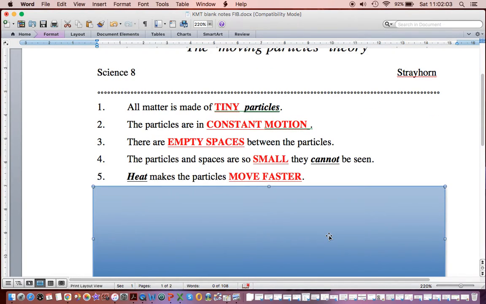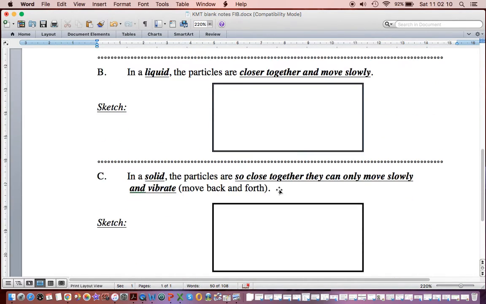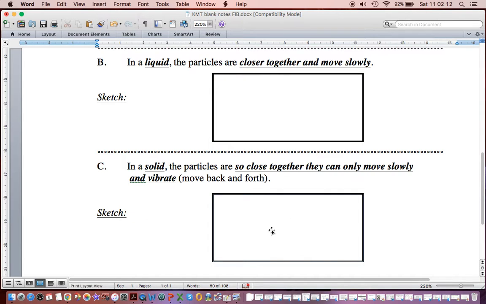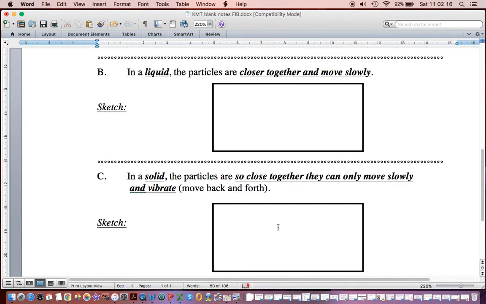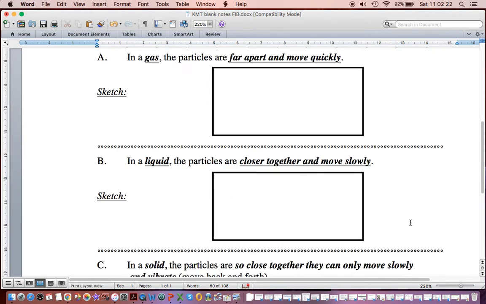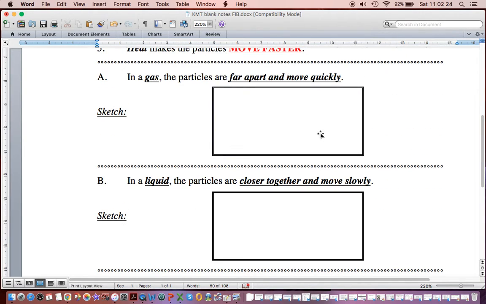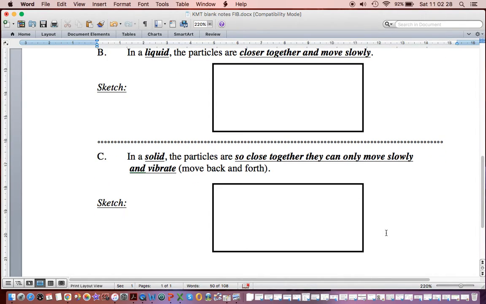In upcoming videos, I'm going to be sketching what the particles look like in a gas, and in a liquid, and in a solid. In fact, I'll have a PowerPoint, and you can use that to get the diagrams. I may make a separate video to fill in as well. We'll see what I get up to. But make sure you know not just the diagrams, but these descriptions, and it gives a clue about how solids and liquids and gases are similar and different.